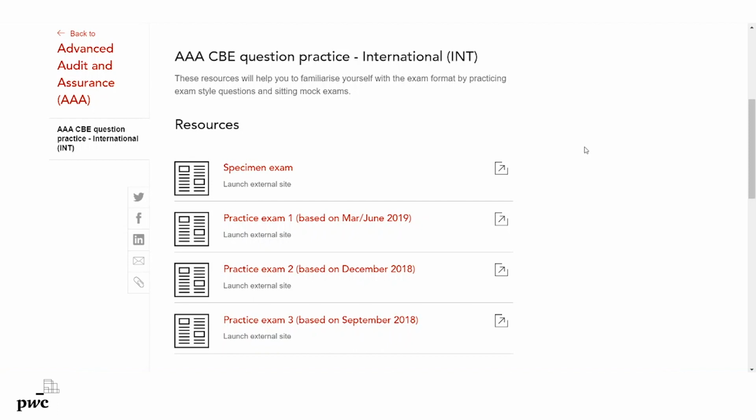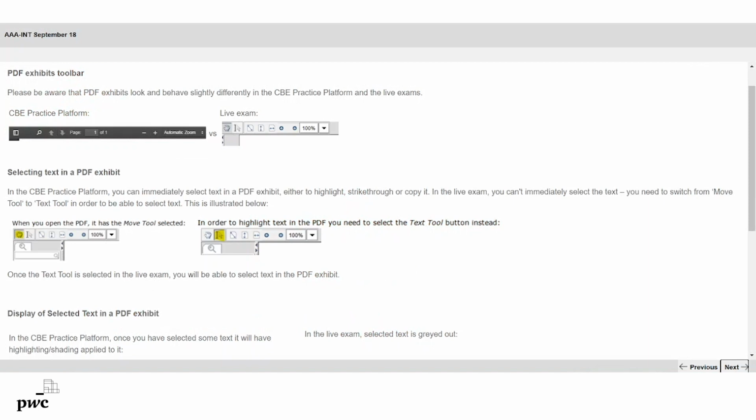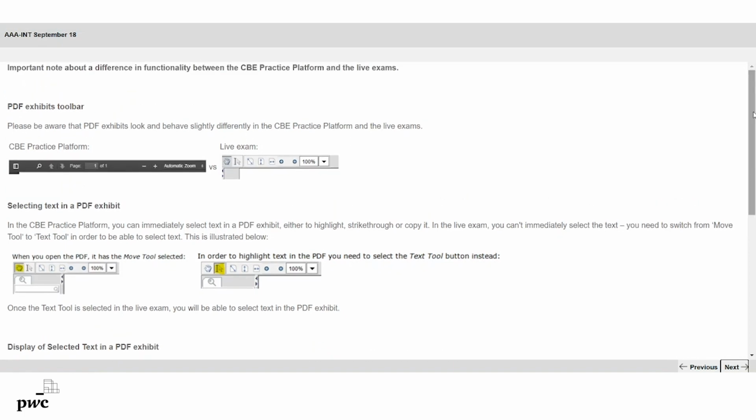So as I said, we are going to use the training environment. There are some differences between the training practice platform and the live exam. You will find a summary of these differences at the beginning of each computerized past exam. For example, I opened the AAA International September 18 computerized past exam, and one of the screens at the very beginning shows what the differences are between the CBE practice platform and the live exam. I would like to draw attention mainly to one difference, which is this one.